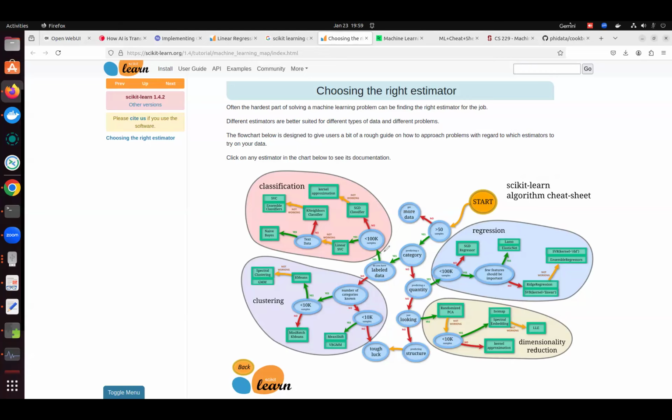So you can search for something called a scikit-learn cheat sheet. This is what pops up, and from here, as a starting point, if you don't know what algorithm to pick, but you have clarity on your task, then this flow can help you out. Along with that, there are various machine learning cheat sheets that are available.